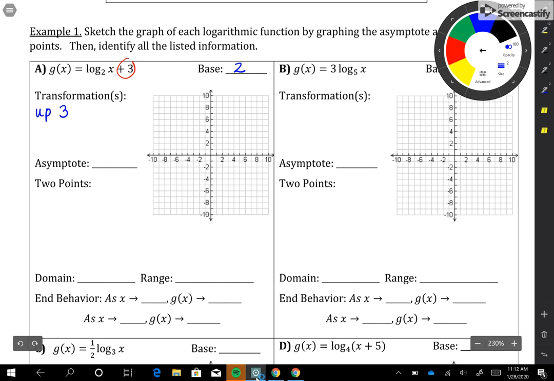Because I have not moved right or left, my asymptote has not moved. So my asymptote is still at x equals 0. I'm going to go ahead and graph that.